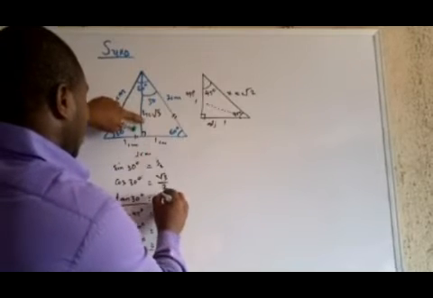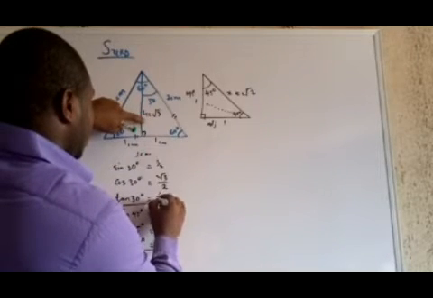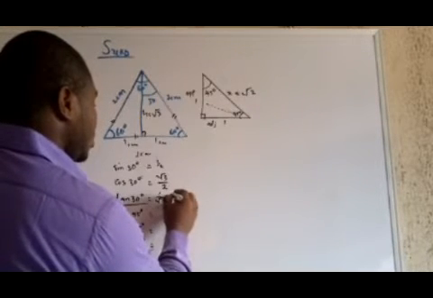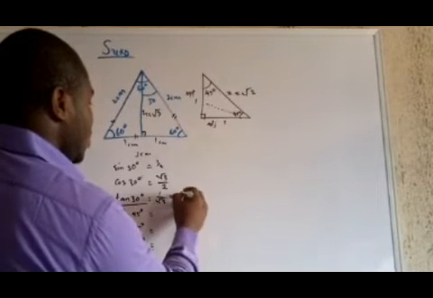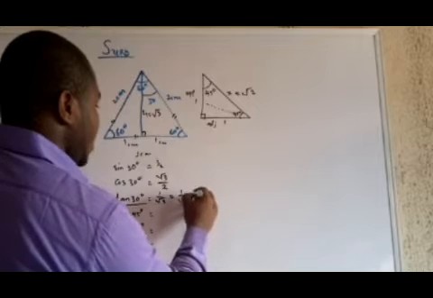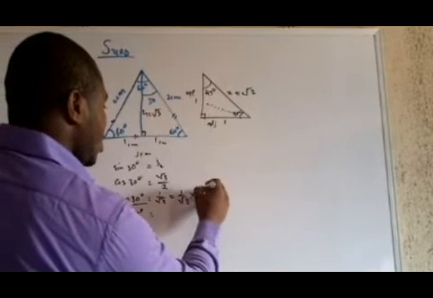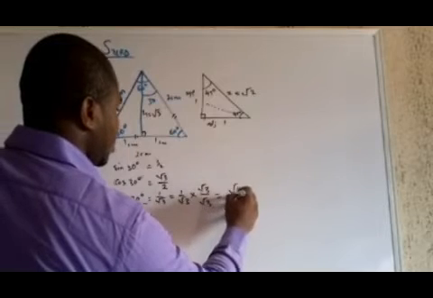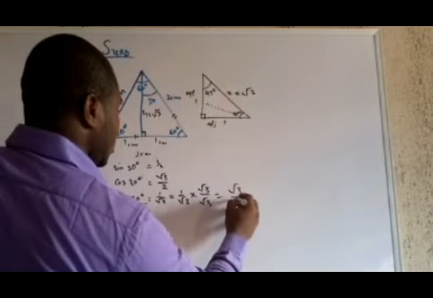Adjacent. So you have 1 all over root 3. Since we don't want root 3 in the denominator, this is equal to 1 all over root 3 times root 3 all over root 3. So this is root 3 all over 3.